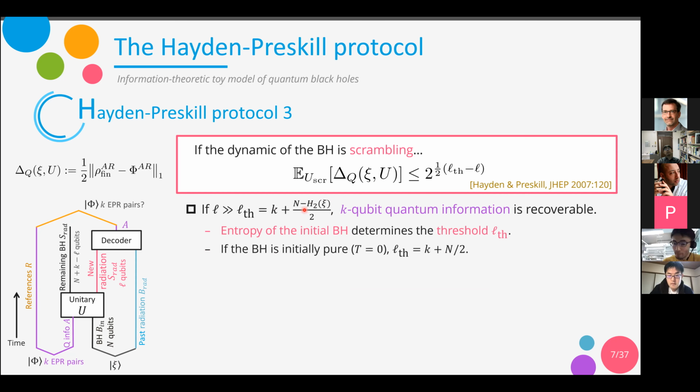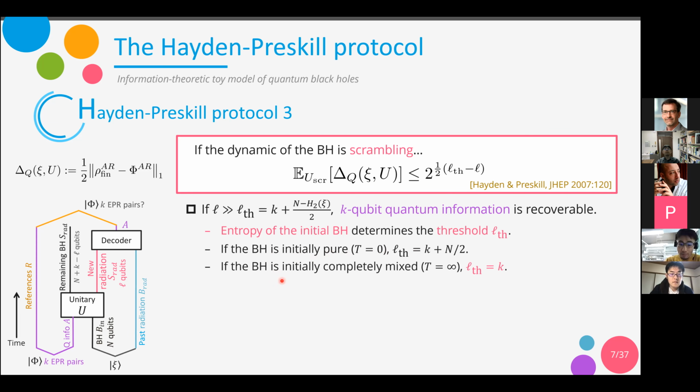And now, this is very convenient. So we can just plug in some special cases, for example. The first example is if the black hole is initially in a pure state. So we could say maybe the initial black hole is at temperature 0. And in that case, there's no past radiation and it's just a pure state. So the entropy of the pure state is of course 0. So in that case, the threshold number is just k plus n over 2. So if the black hole evaporates a little more than half, this n over 2 is half, then we can recover the k-qubit quantum information. So this is the case when the black hole is pure initially.